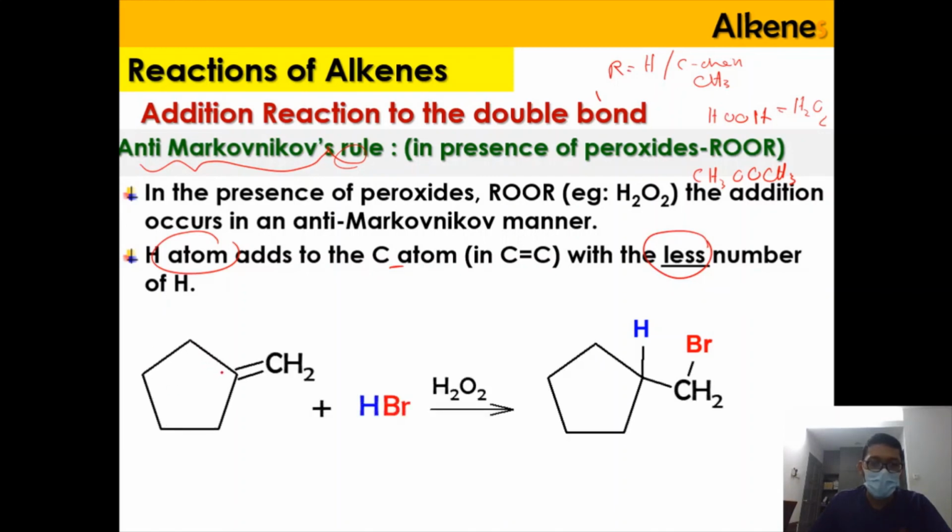Now let's look into the example here. So we have a carbon-carbon double bond here, this carbon will have 2 hydrogens attached, correct? And this carbon will have 0 hydrogens. So when there is a presence of peroxide, the hydrogen is going to be attached at the carbon which has fewer hydrogen atoms, and the Br here is going to be attached at this side. Okay, and this is because we follow the anti-Markovnikov manner in the presence of peroxide.